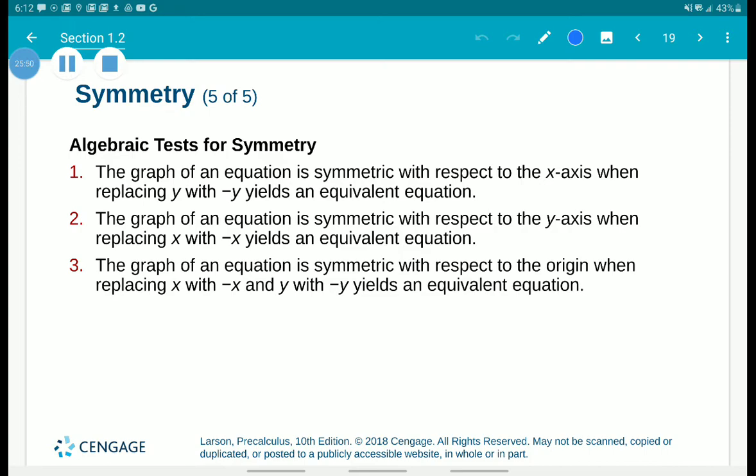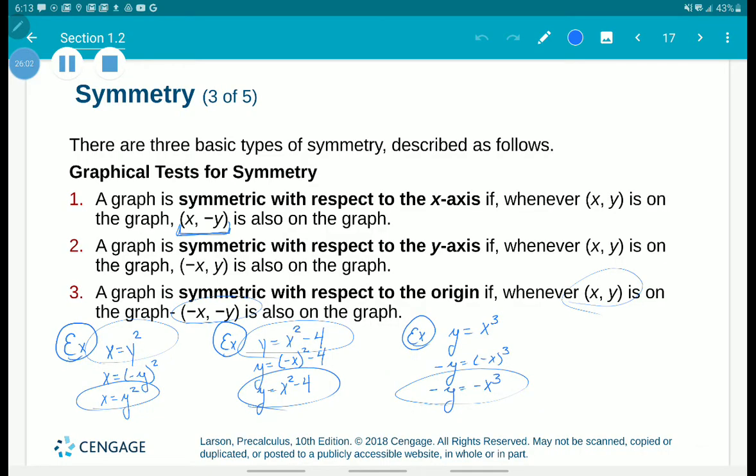So once again, we can talk about our algebraic test. The graph of an equation is symmetric with respect to the x-axis when replacing y with negative y yields an equivalent equation. We saw that over here. We substituted in a negative y, and we got the same thing that we got before.